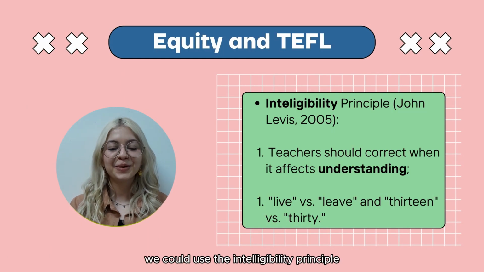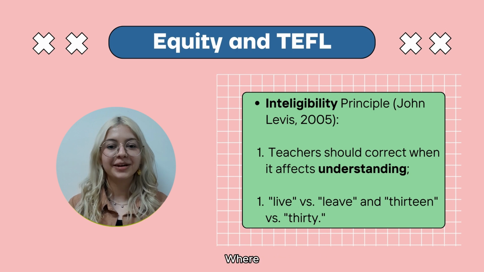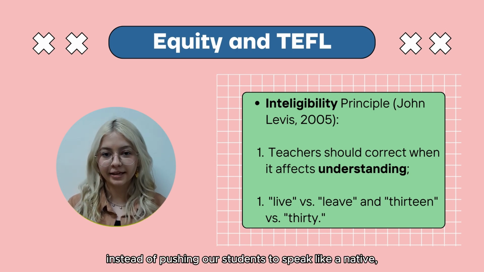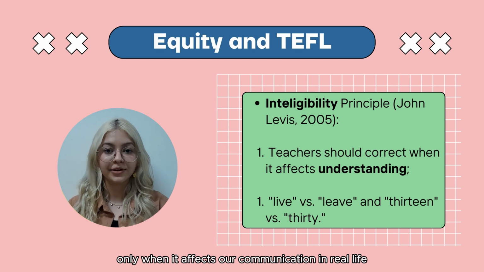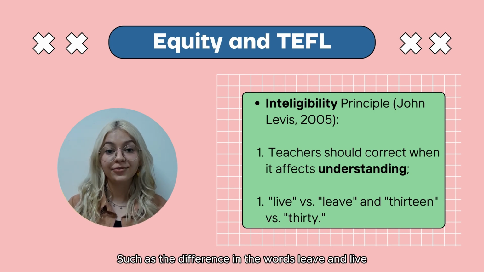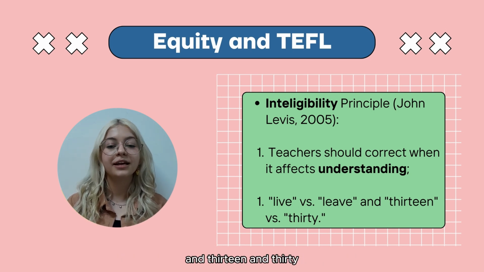According to John Levis, we could use the intelligibility principle, where instead of pushing our students to speak like a native, we could correct their speaking only when it affects their communication in real life, such as the difference in the words "live" and "live", and "13" and "30".